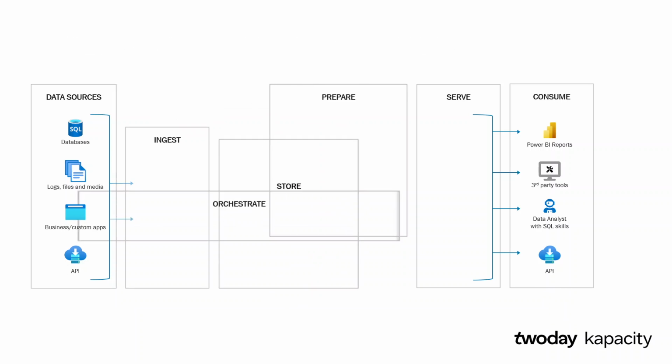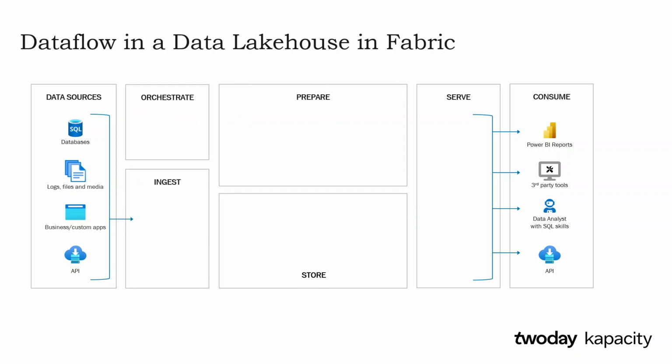So you see here that we now have prepare and store, which is also our compute and storage separated over each other. Prepare is then the Spark engine and storage is in OneLake. Let's go through the different layers.